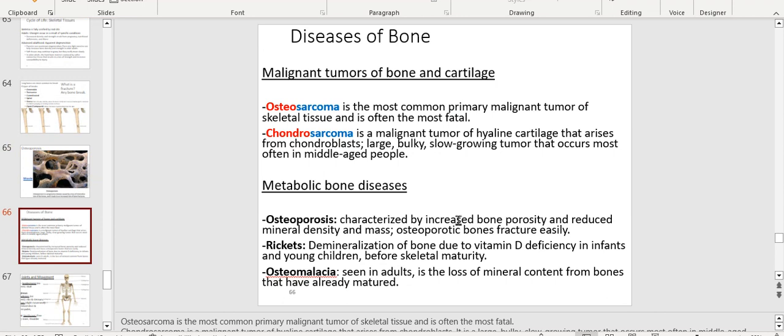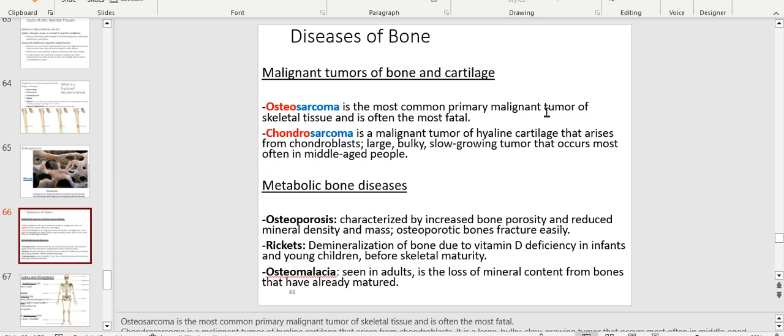Diseases of the bone. Here we're talking cancer. Osteosarcoma. Sarcoma means cancer. It is the most common primary malignant tumor of skeletal tissue and is often the most fatal. Chondrosarcoma is a malignant tumor of the hyaline cartilage that arises from chondroblasts, large, bulky, slow-growing tumors that occur most often in middle-aged people.